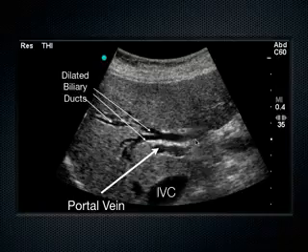It can either get stuck in the head of the pancreas from a tumor in the head of the pancreas, or there can be a stone that blocks this common bile duct, causing it to dilate out.